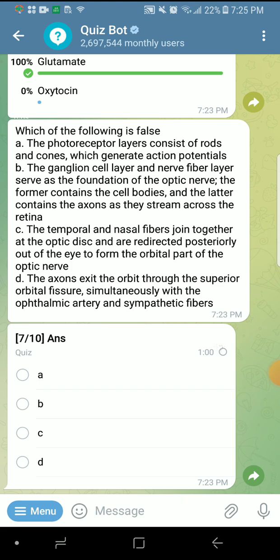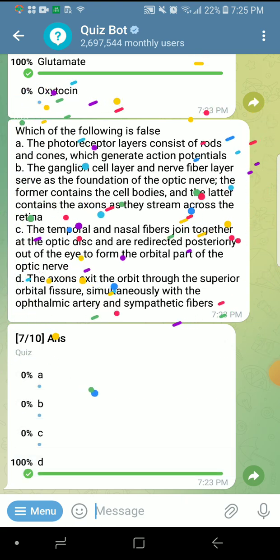Now the axons exit the orbit through the, no, not through the superior orbital fissure. That's wrong. So even if it's a very long question, a simple option is there, D option. The axons of the optic nerve pass through optic canal, not the SOF. That is the answer. That's the false statement.